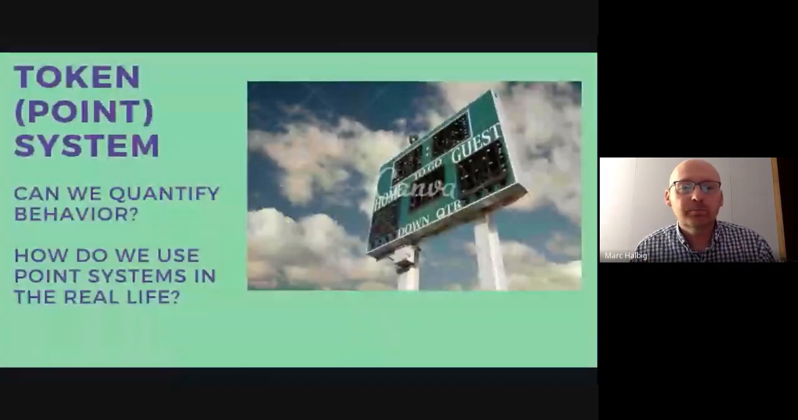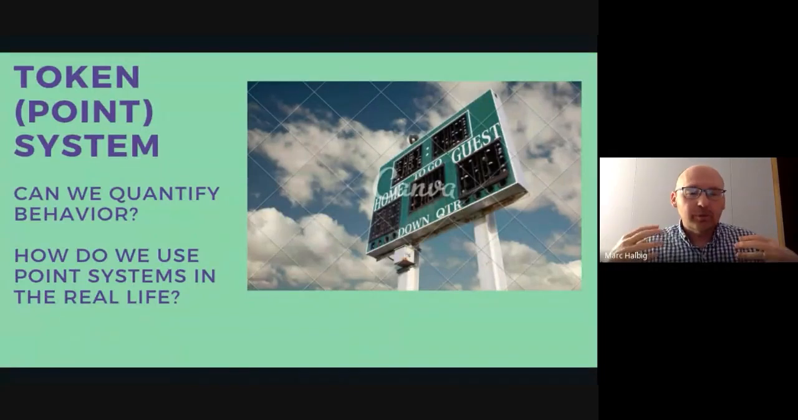And this is the token point system. Can we quantify behavior? Well, how do we use these point systems in real life? So for a high school student, showing them how, if they think a point system is silly for a classroom, probably a lot of them play sports or are involved in some type of activity where the game is based off a point system. So sharing those real world connections and showing them how that same idea can translate to the classroom might be how you get this buy-in.